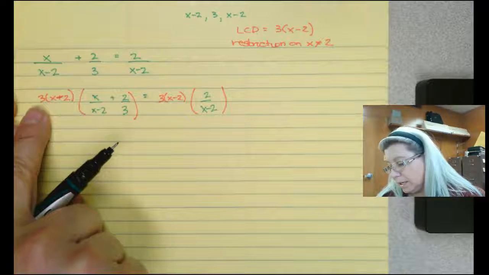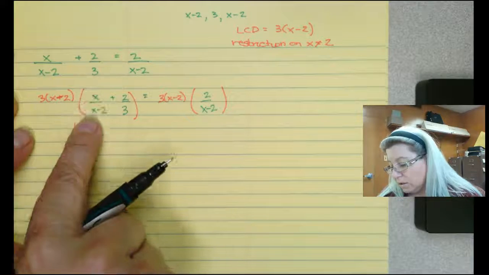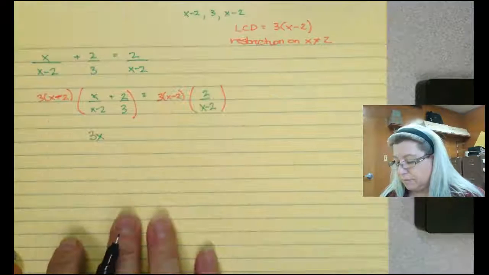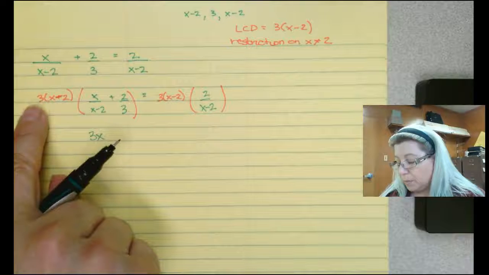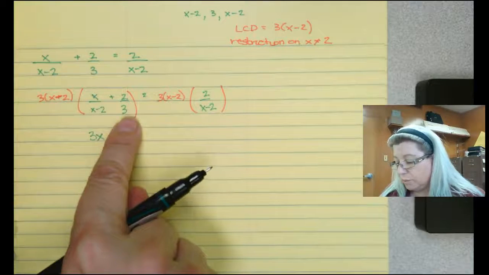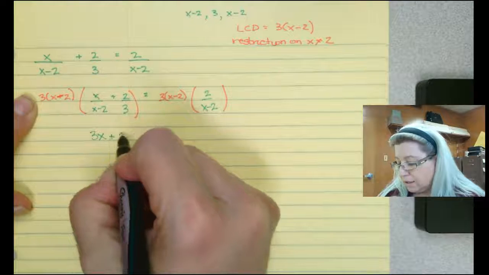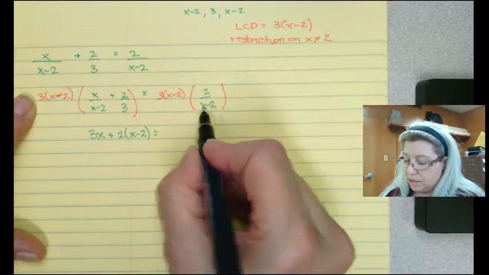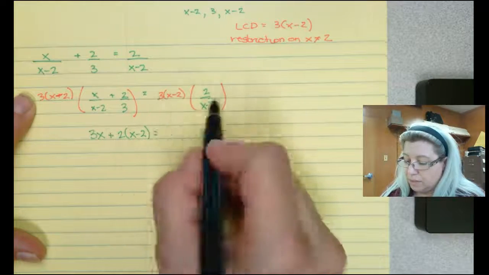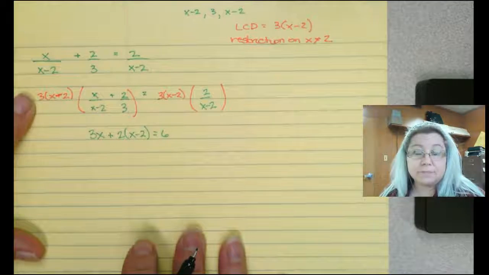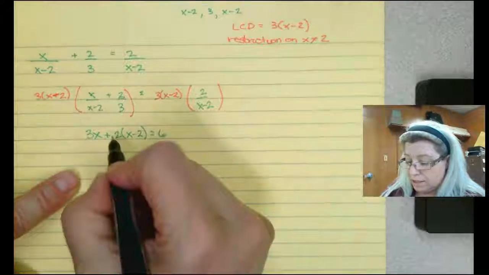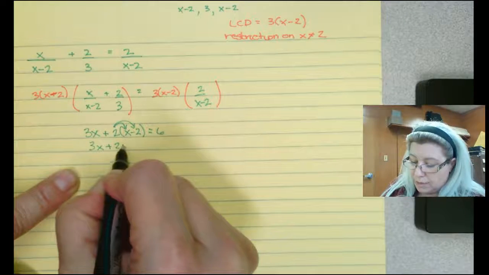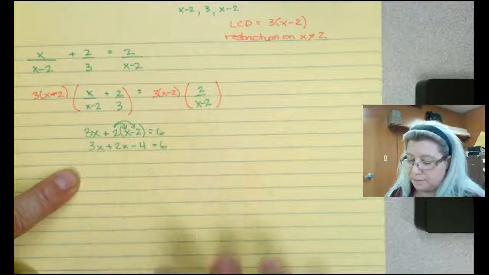So 3x minus 2 times x all over x minus 2 is going to leave me with 3x. 3x minus 2 times 2 all over 3, the 3's will cancel out, leaving 2 times x minus 2. The x minus 2 and the x minus 2 will cancel out, leaving me 3 times 2 is 6. Let's keep going. Let's distribute the 2. 3x plus 2x minus 4 equals 6.